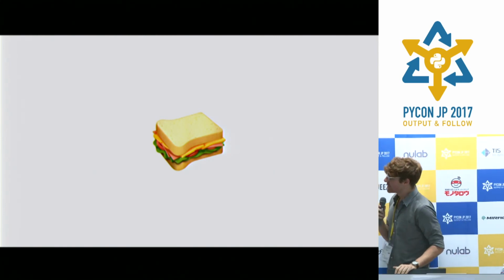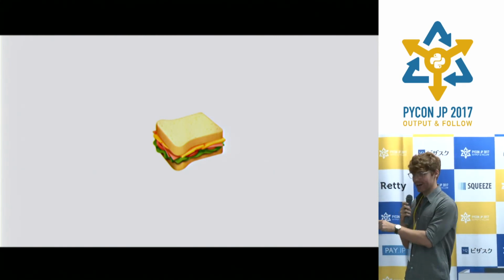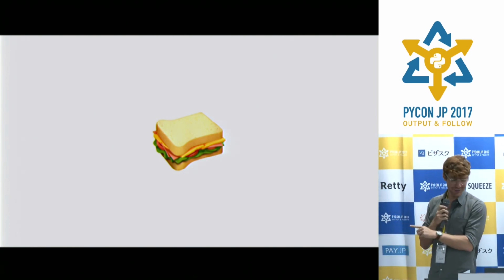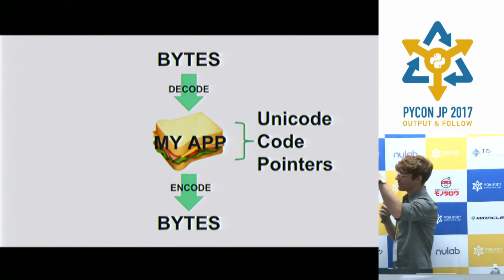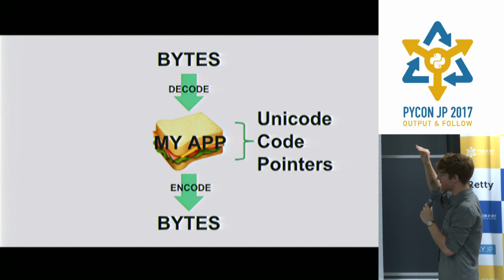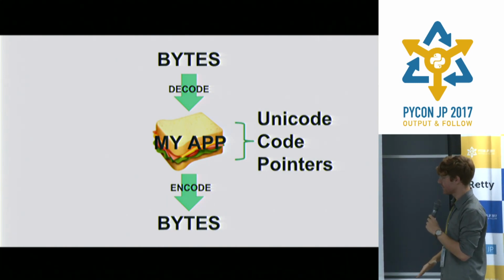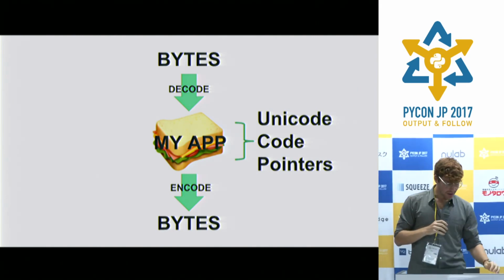The second pro tip is to use a Unicode sandwich, and this is actually a Unicode sandwich. This is the Unicode character for sandwich, which is being added to Unicode 10. And that basically means that you should have bytes on the outside of the world, always on the wire, that are coming into your application, and they should be decoded when they enter and encoded when they leave. And the meat on the inside of the sandwich, those should be Unicode code points.